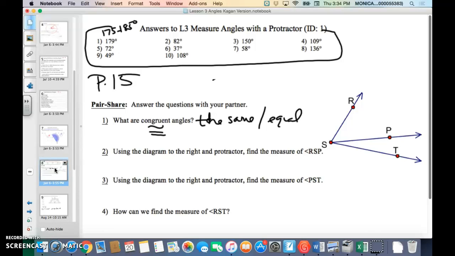Using the diagram to the right, and a protractor, find the measure of RSP. RSP is approximately 50 degrees. PST is approximately 20 degrees. So if I wanted to find the measure of the whole thing, we would just add 50 plus 20, and that's 70 degrees. So hopefully you were able to use your protractor and measure.